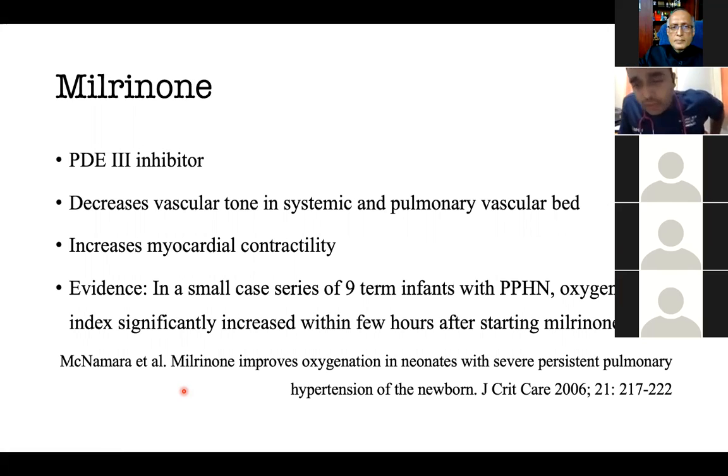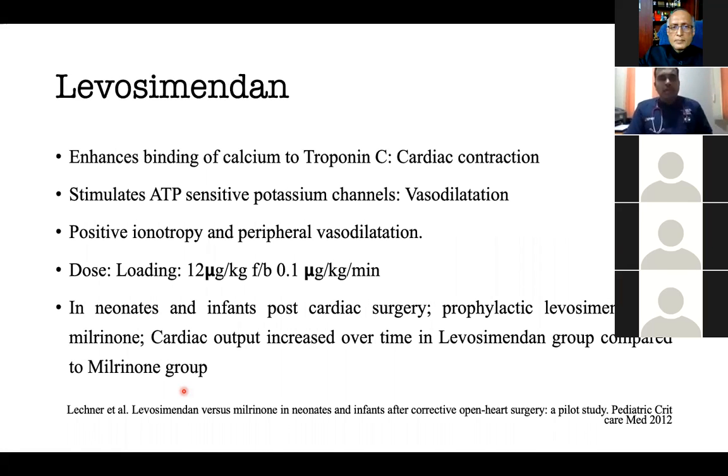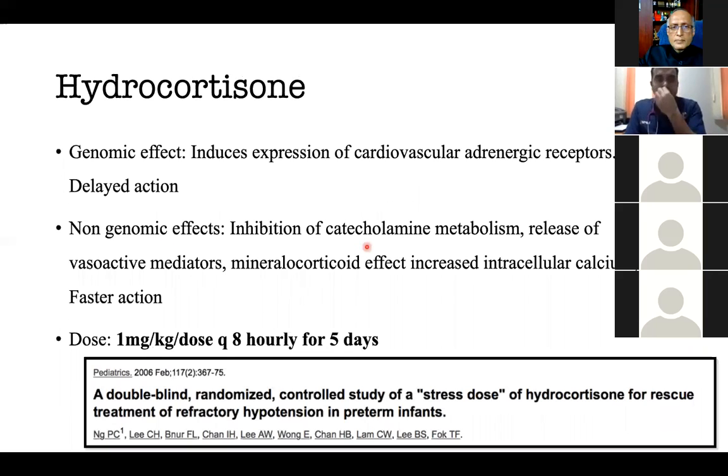So milrinone is another agent for which we haven't described the receptors. Basically milrinone is a phosphodiesterase 3 inhibitor. The aim of milrinone is similar to dobutamine: it increases contractility and decreases vascular tone. Again, in PPHN, it is one of the agents which is used along with iNO and sildenafil. Levosimendan, I'll just brush through because it is not one which we commonly use. It has some role in neonates and infants post cardiac surgery, by virtue of its positive inotropy as well as its peripheral vasodilation effect.